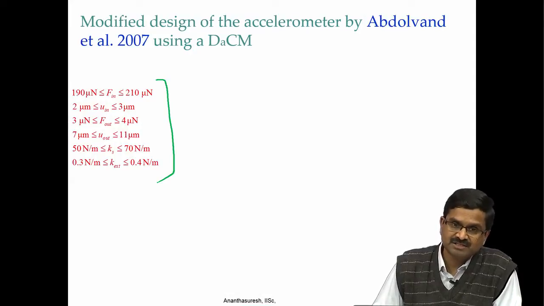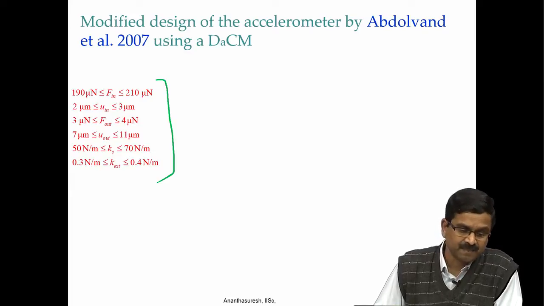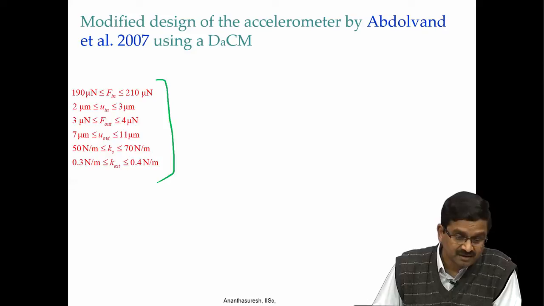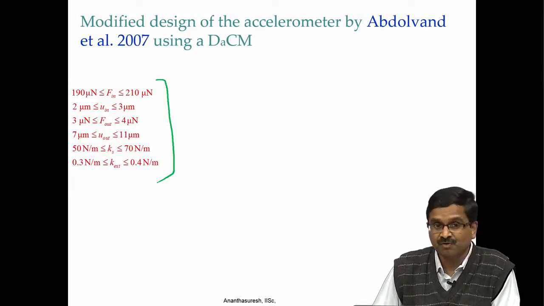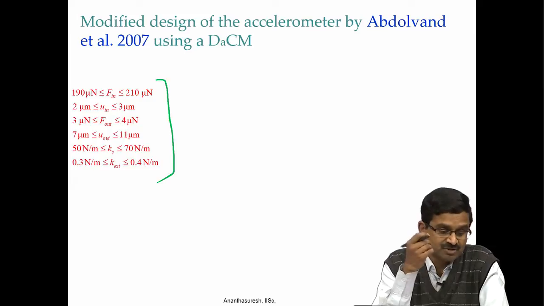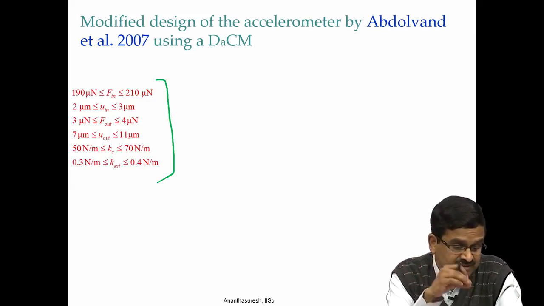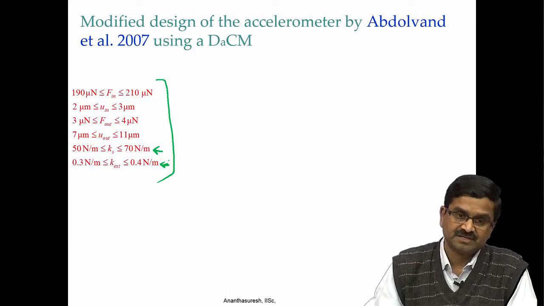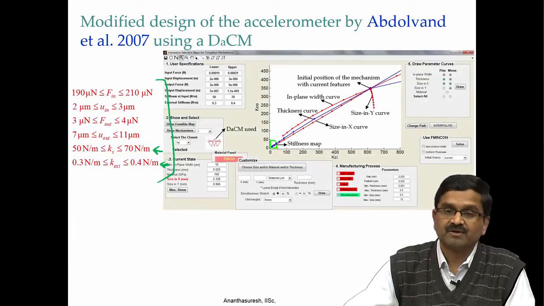So, in this particular case what we have done is we have extracted those in terms of the specifications. Fin is 190 micronewtons to 110 micronewtons, that is 1 g acceleration times the proof mass, mg basically, and then input displacement is asked to be between 2 microns and 3 microns, and then F out is 3 micronewtons to 4 micronewtons, and then output displacement 7 microns to 11 microns, and there is Ka, stiffness of the actuator, 70 Newton per meter, and 0.3 Newton per meter to 0.4 Newton per meter is the K external, that is the stiffness that you have for the output side. With those things we can draw the feasibility map again.